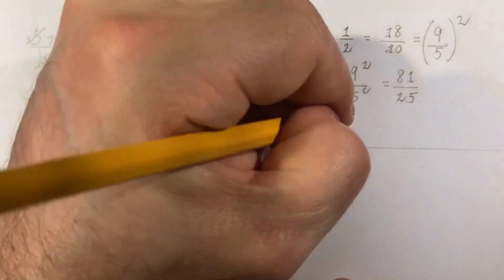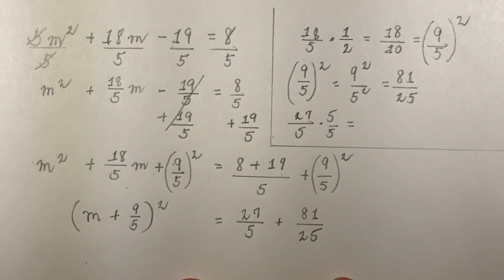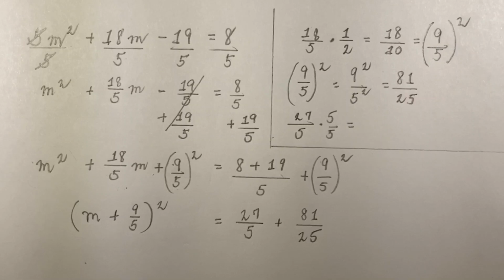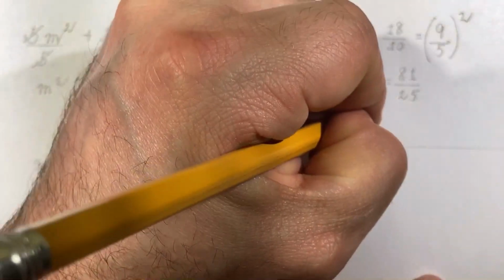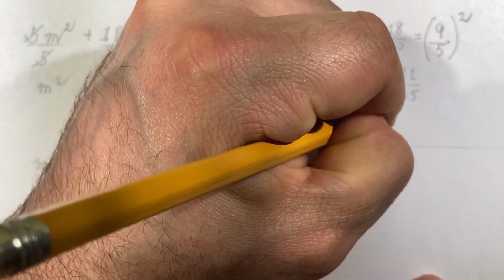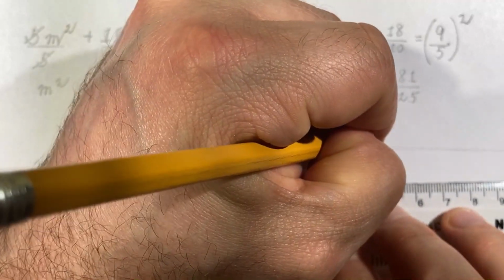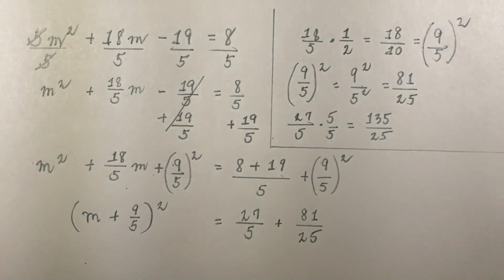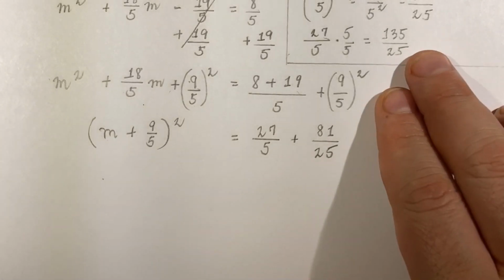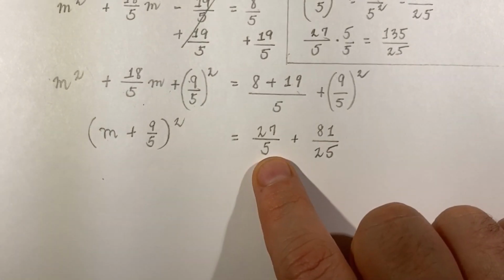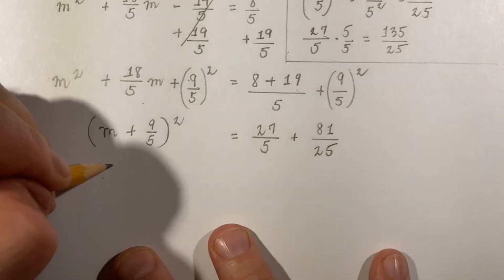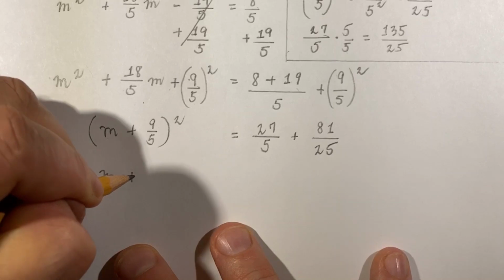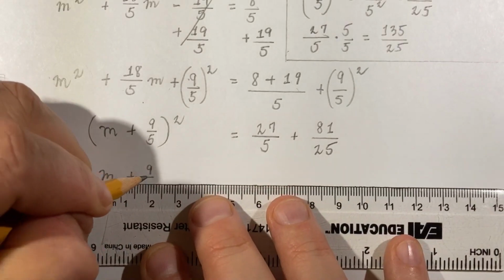Okay? So that equals. Now, the way I do this is I say to do 27 times 5, I say, well, 20 times 5 is 100. And 7 times 5 is 35. So 27 times 5 must be 135. And so that's 135 over 25. Okay? And so let's write our step down. We got 135 over 25 is just 27/5 scaled up by 5. And so over here we'll still write m plus 9/5 squared.